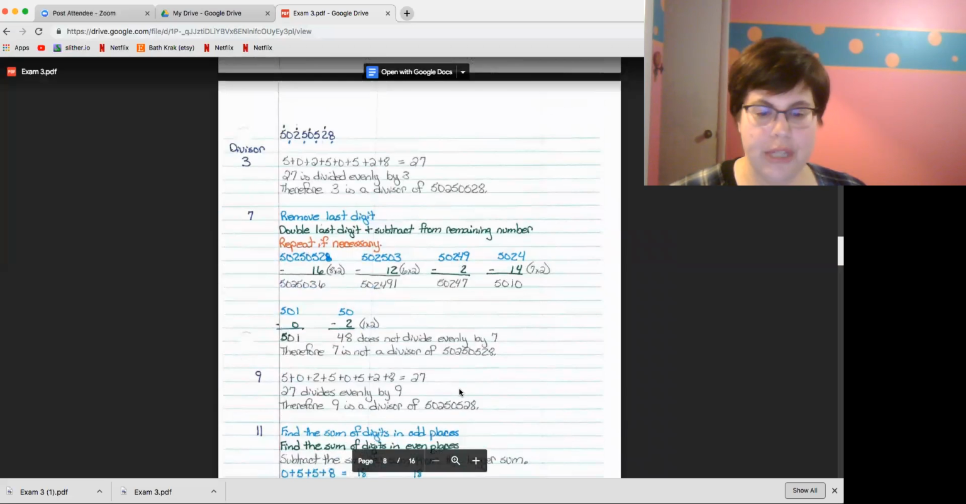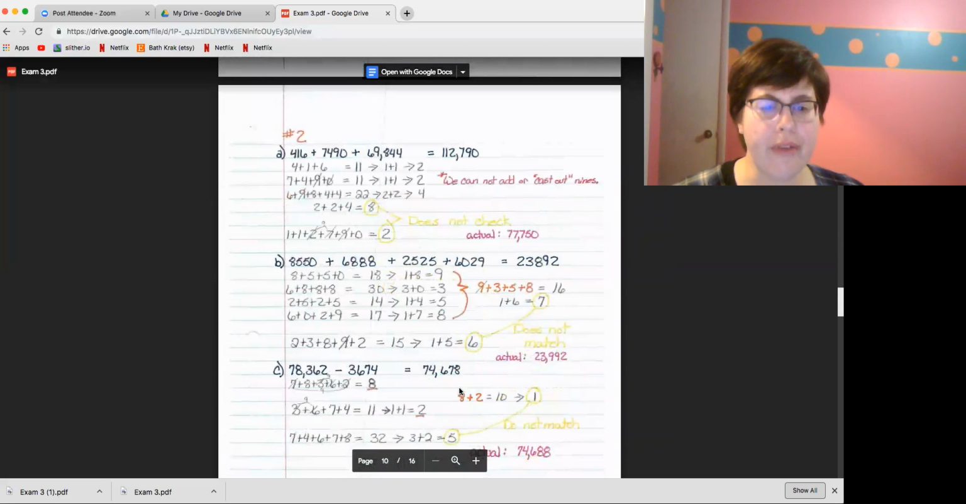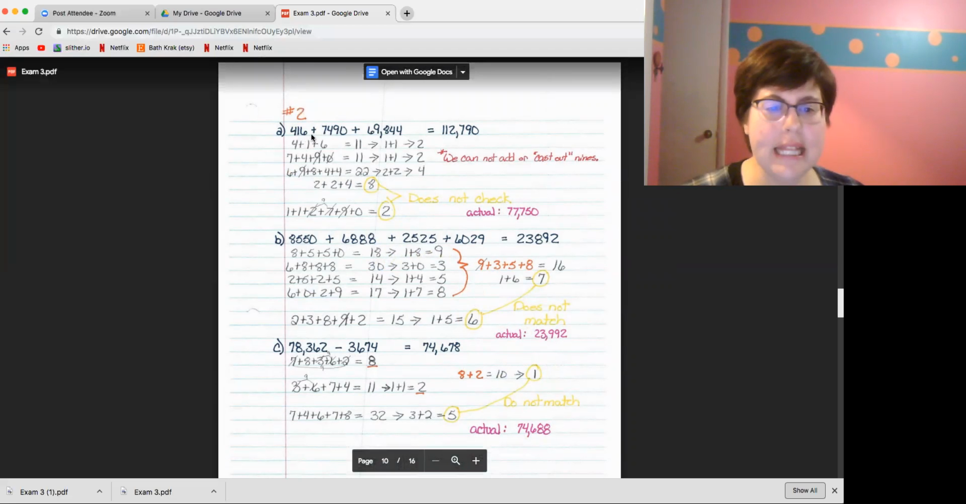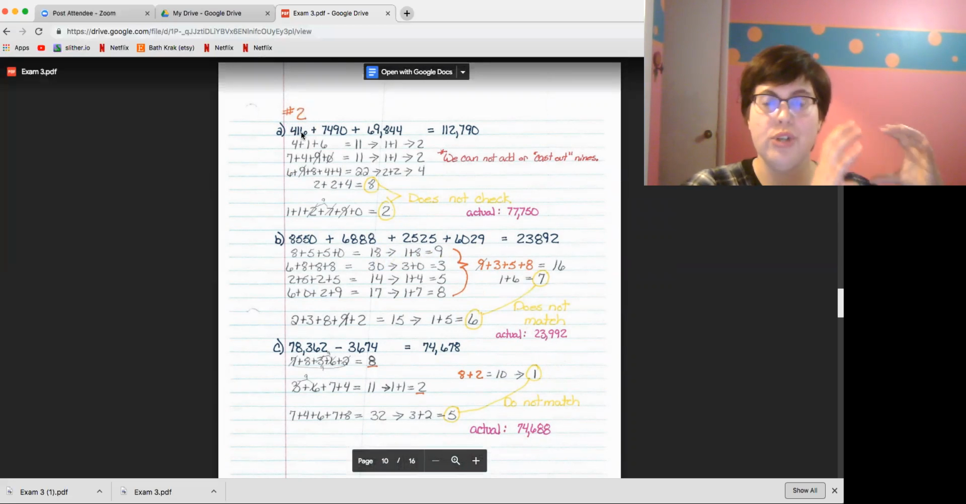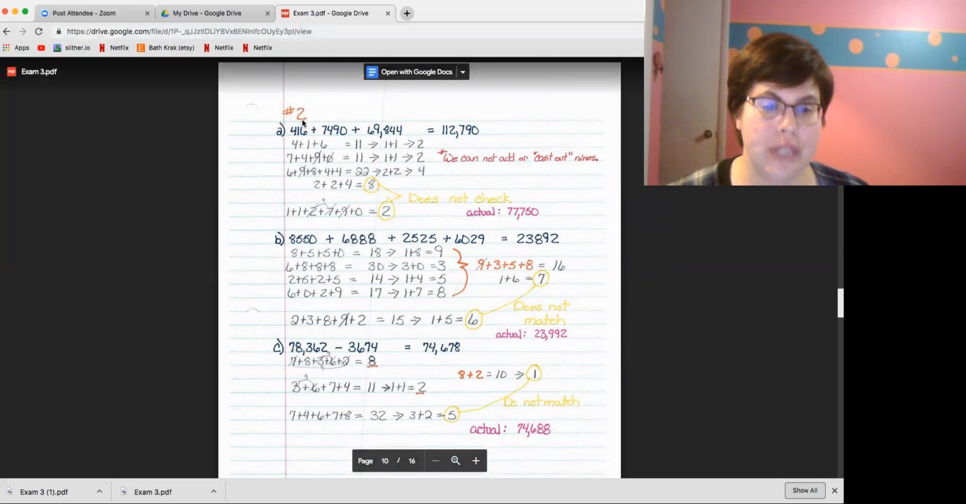Okay, and we do the same methods and follow the same steps. For number 2, this is casting out nines. In this step, you take each individual number and add the digits of that number. So we're going to use this number and add all the digits together. This number, add all the digits together. The third number and add all the digits together.